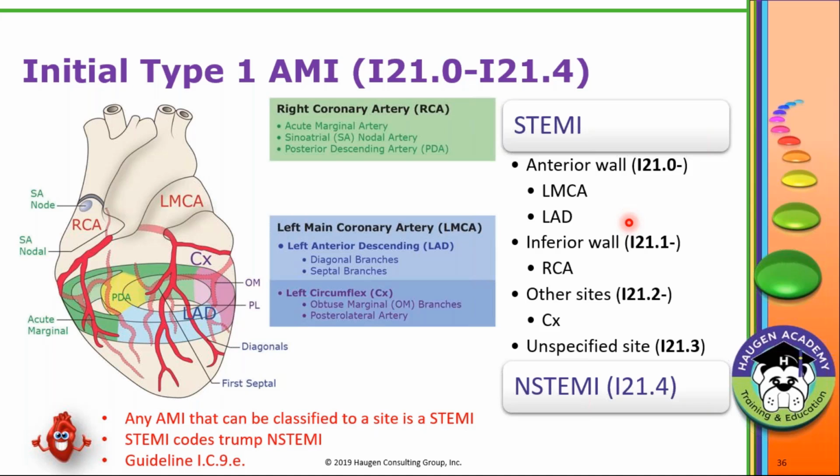Also, there are guidelines about what to do if you have an NSTEMI that converts to STEMI or vice versa with therapy, that you code the STEMI. So let's just say in general that STEMI trumps NSTEMI, unless it's a different event, and we're going to talk about subsequent here in a minute. So this is all in guideline 1.C.9.E.